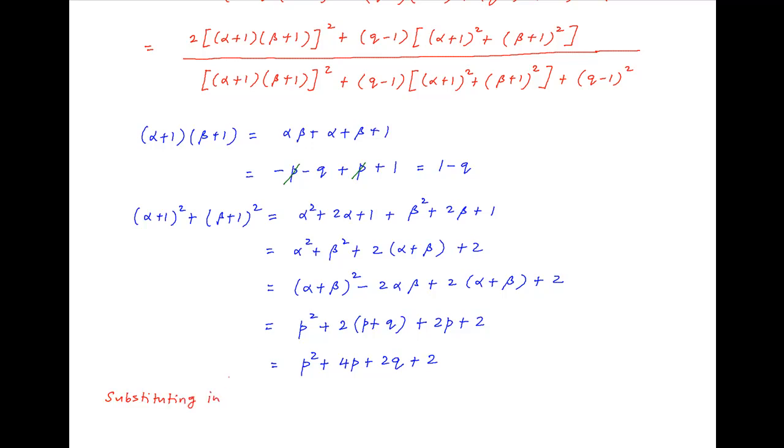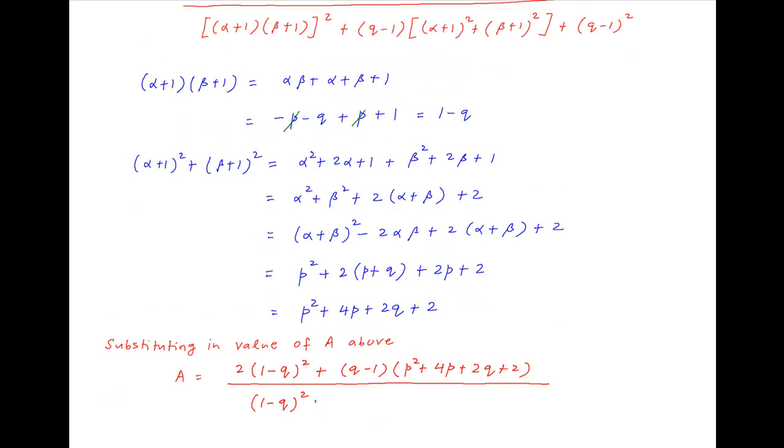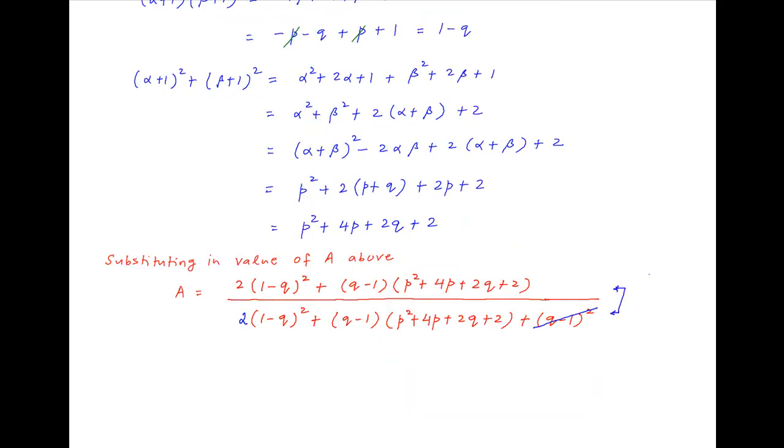Substituting these values in the expression for A above, the numerator is 2 times 1 minus q whole square plus q minus 1 times in brackets p square plus 4p plus 2q plus 2. And in the denominator, we have 1 minus q whole square plus q minus 1 times in brackets p square plus 4p plus 2q plus 2 plus finally q minus 1 whole square in the denominator. Q minus 1 whole square and 1 minus q whole square in the denominator are the same, so we combine those terms. And note that the numerator and denominator are identical, therefore they cancel, and the value of A is 1.